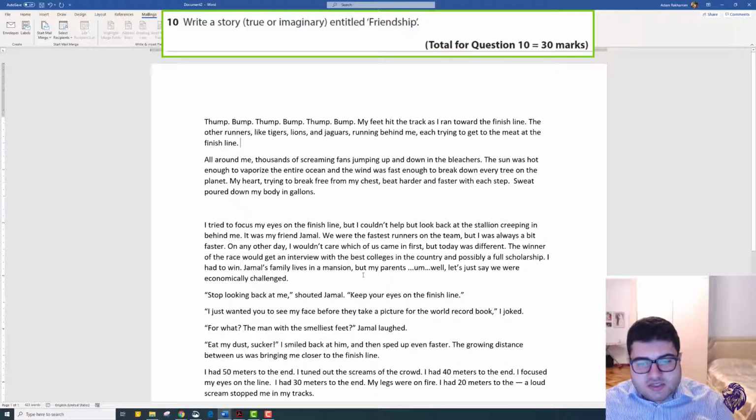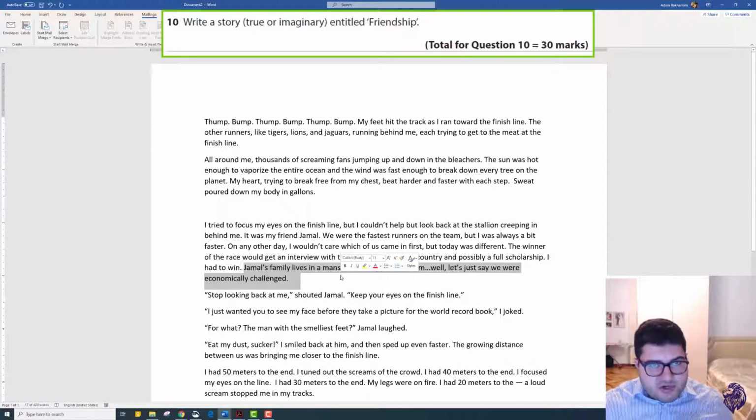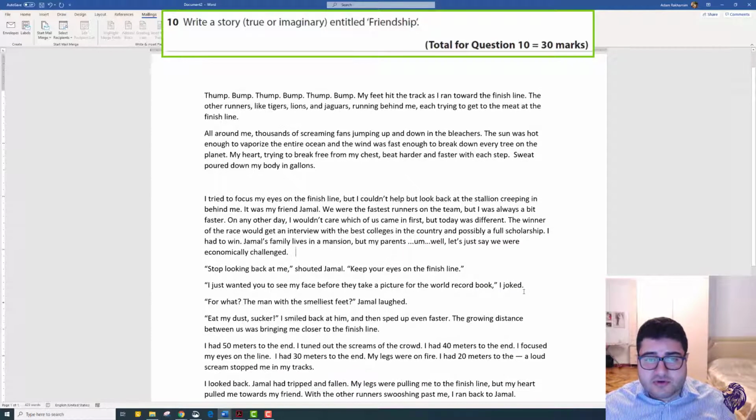And juxtaposition, there's a lot of juxtaposition, but one particular example is Jamal's family lives in a mansion while my family was economically challenged. So kind of putting Jamal's family, they're very wealthy, and we're very poor. That creates a little bit of tension in the story, because even though he's my friend, he has opportunities that I don't have. Okay. And that's kind of the story.